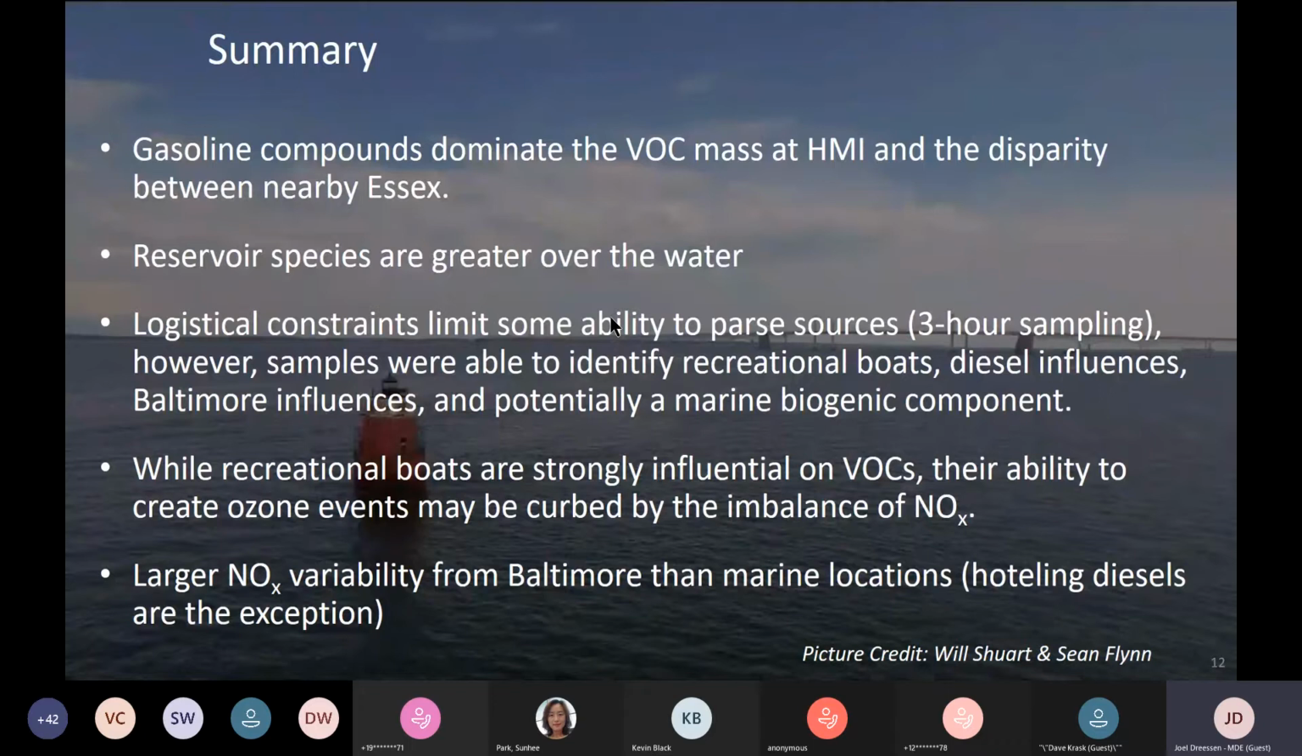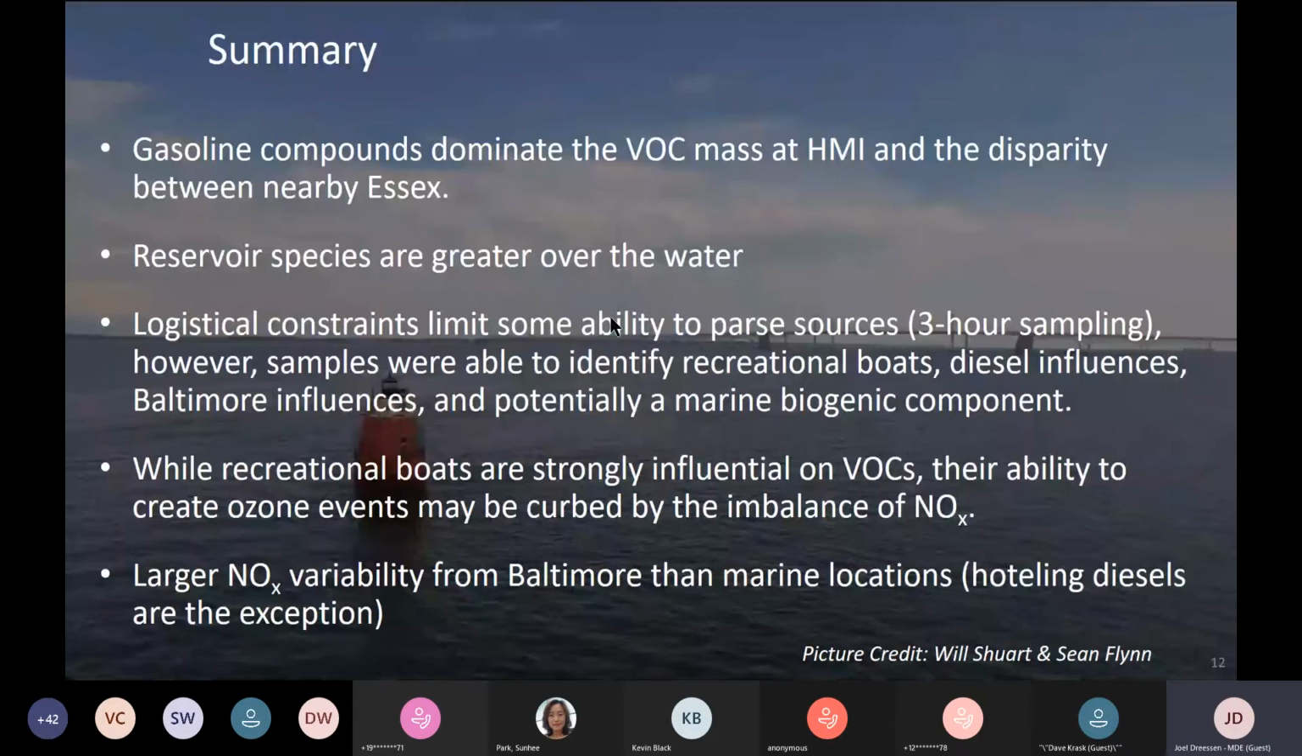And this is more of a question now, is while recreational boats are strongly influential on VOCs, based on this analysis, their ability to create ozone events may be curbed somewhat by the imbalance of NOx. And that's because the NOx is much more water soluble. And since a lot of those boats mix the exhaust with the water, you might actually take out some of the NOx and be left with just the VOCs. Lastly, that might be what causes the larger NOx variability to be explained from Baltimore rather than the marine locations.